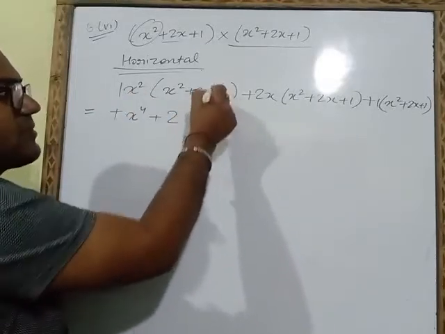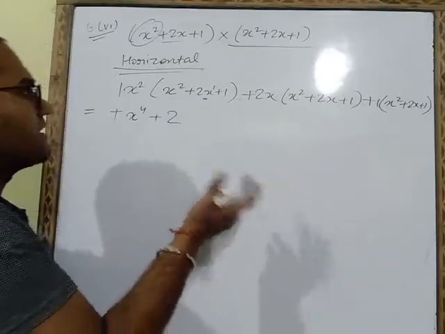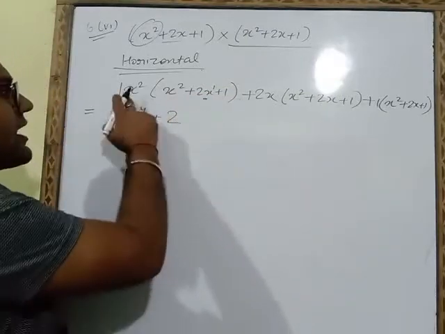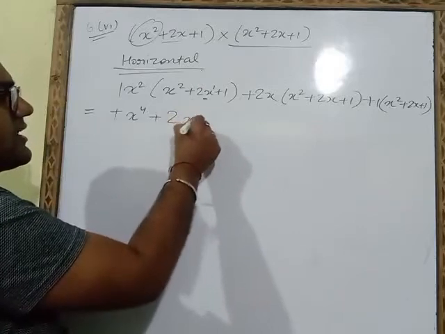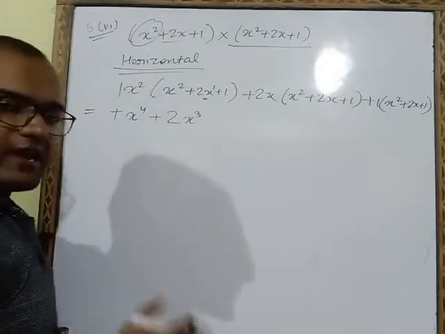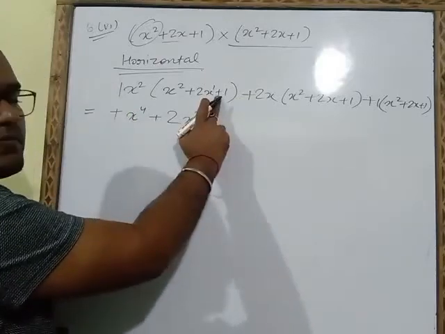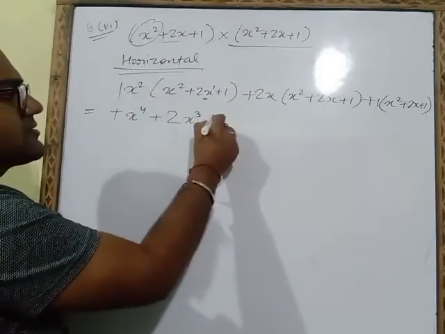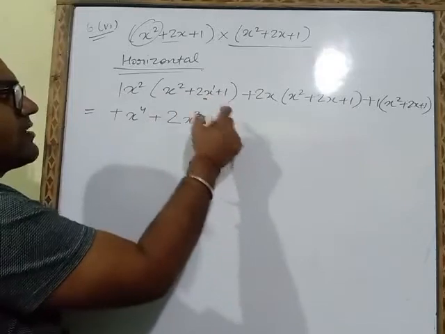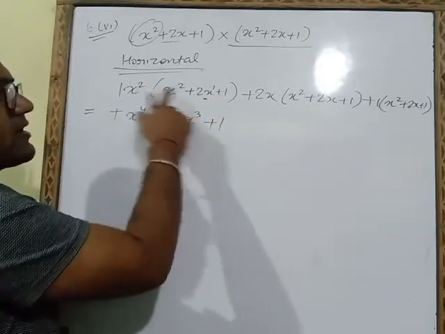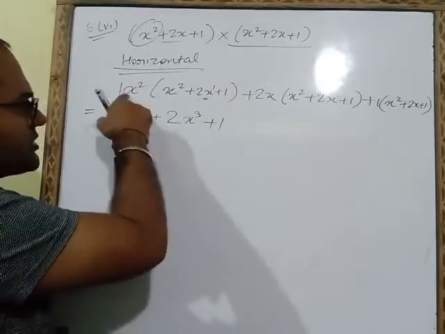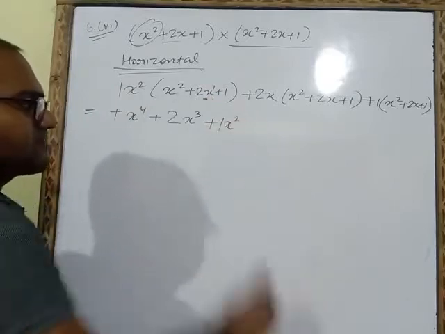This is x power 1. Power is not there, this is 1. So power will get added. X square multiply x will be x power 3. Again we have to multiply sign. This is plus sign and this is also plus. Plus multiply plus, plus. 1 multiply 1, 1. X square, here alphabet is not there, so this alphabet we have to write as it is.